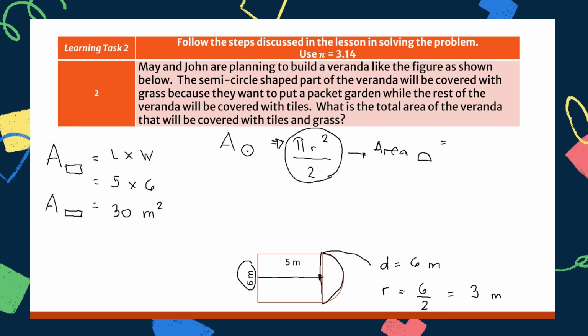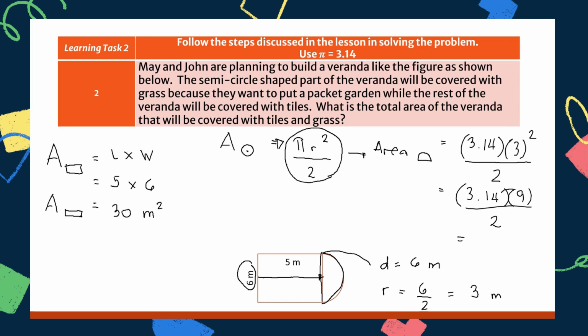Tingnan nga natin. Pi is 3.14 times the radius na 3 to the second power, then divided by 2. So, we have 3.14 times 9 divided by 2. So, in this case, wala tayong pwedeng makancel. Kaya naman, i-multiply natin yung 9 sa 3.14.